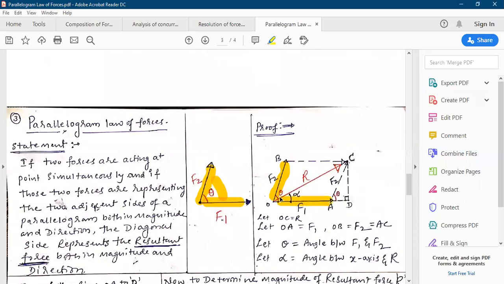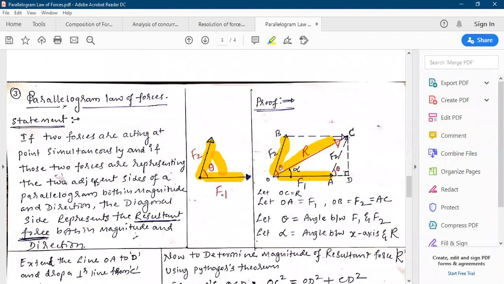Then the diagonal side represents the resultant force, right? So this is the parallelogram law of forces which you have discussed. This is the definition, or statement, of the parallelogram law of forces: if two forces are acting at a single point simultaneously, and those two forces can be represented as two sides of a parallelogram, then the diagonal represents the resultant force.